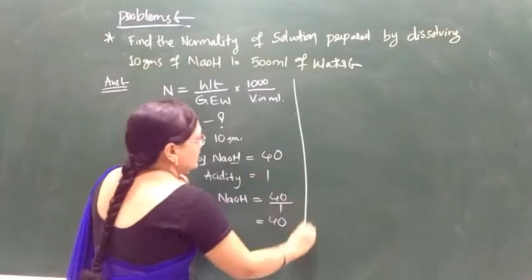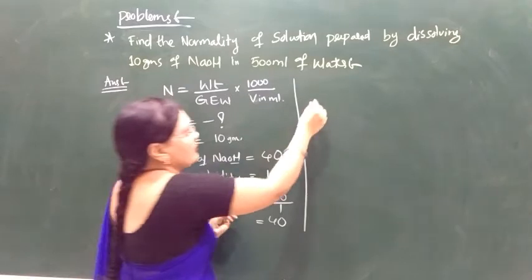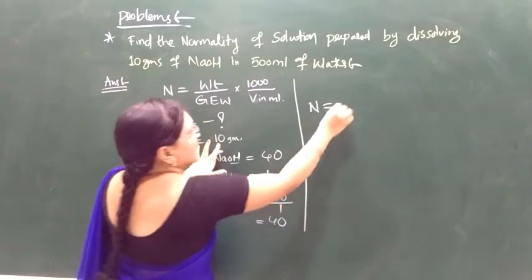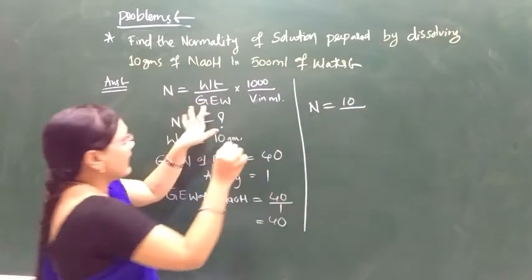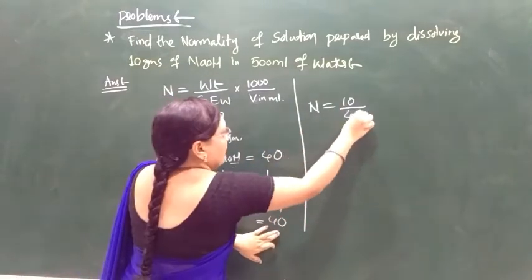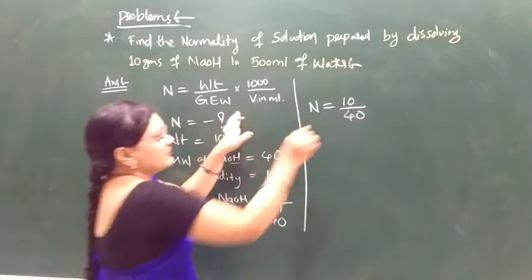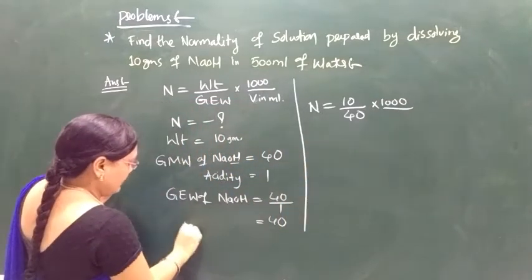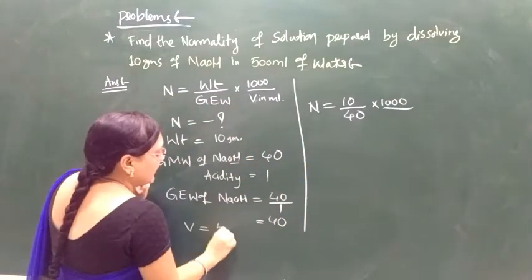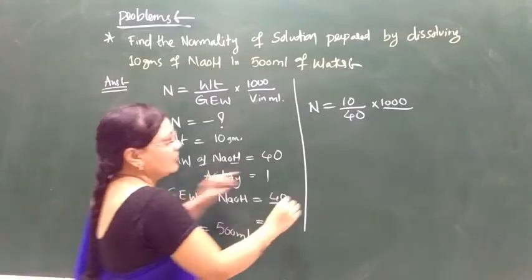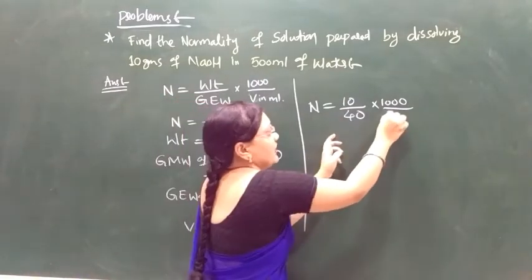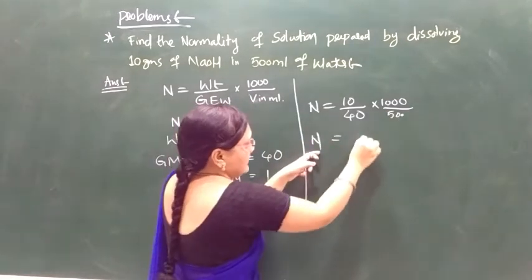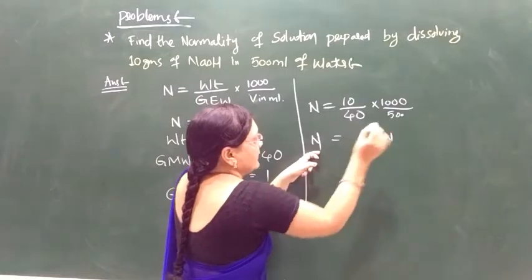These values are substituted in this formula. Normality equal to weight 10 grams by gram equivalent weight 40, and next 1000 by volume 500 ml. 10 by 40 into 1000 by 500 ml. Then the calculated value is 0.58.